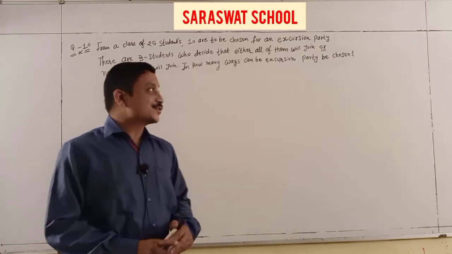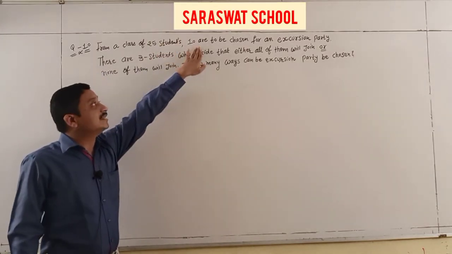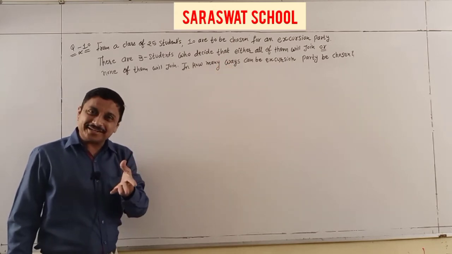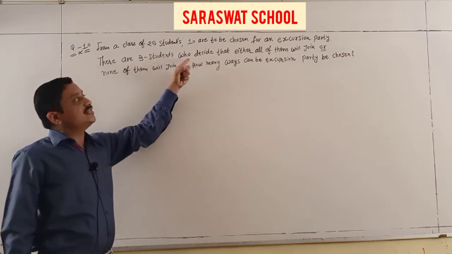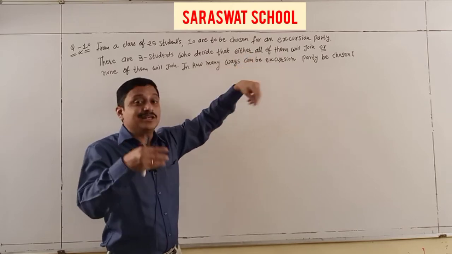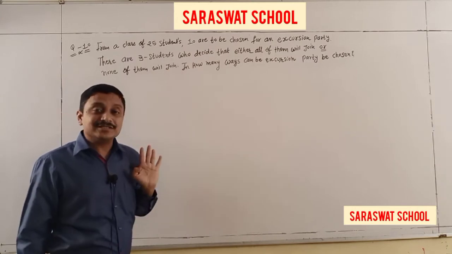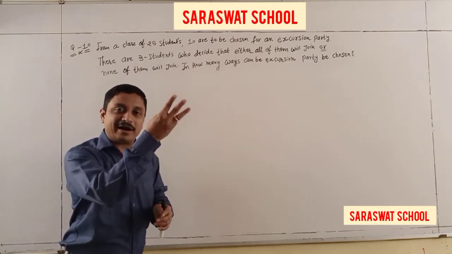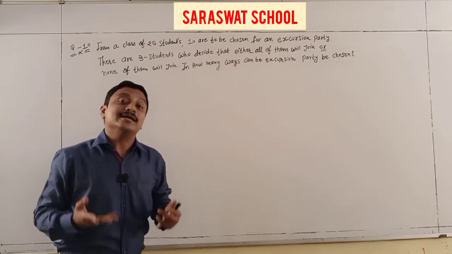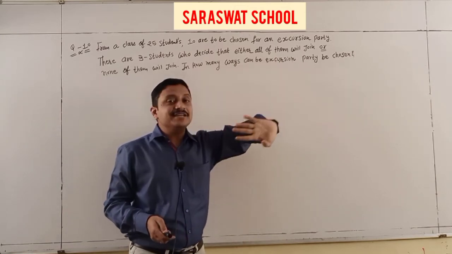Now continue, students. Question number 10. From a class of 25 students, an executive party is to be chosen for a picnic. There are 3 particular students who decided that either all of them will join, otherwise none of them will join. It means all 3 go to this party, not just single, not just 2. Yes, that is the condition. And how many ways can our executive party be chosen?